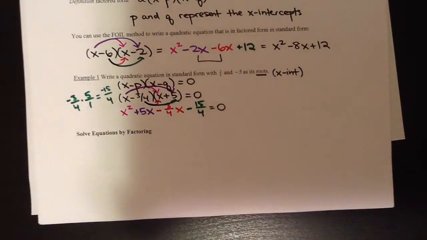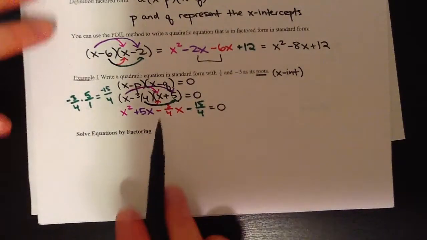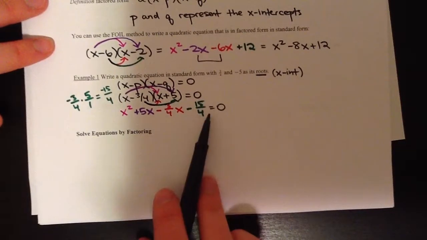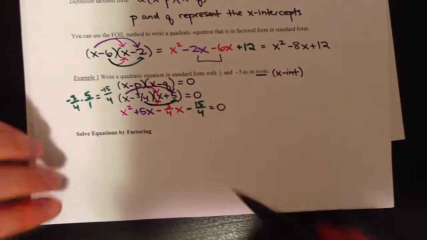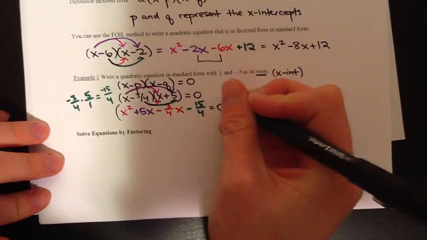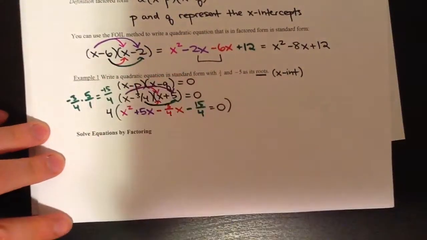I don't like fractions. You don't like fractions. I don't know if any of us like fractions. So what we're going to do is we're going to multiply so that we end up with integer values. We don't want any fractions. So if we're looking at the denominators, we have denominators of 4. So in order to clear out those denominators of 4, we are going to multiply every single value by 4.